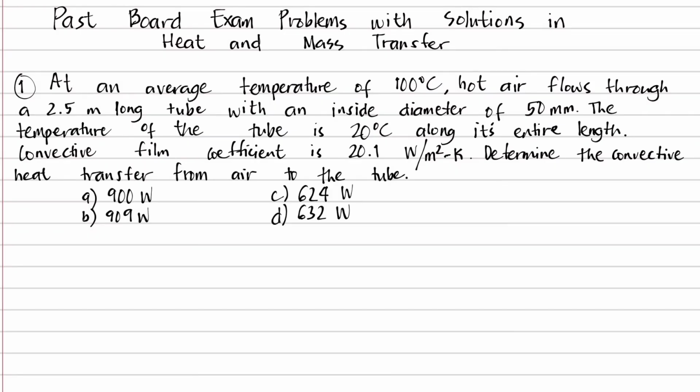So problem number 1, under heat and mass transfer. At an average temperature of 100 degrees Celsius, hot air flows through a 2.5 meters long tube with an inside diameter of 50 millimeters. The temperature of the tube is 20 Celsius along its entire length. Convective film coefficient is 20.1 watts per square meter Kelvin. Determine the convective heat transfer from air to the tube.